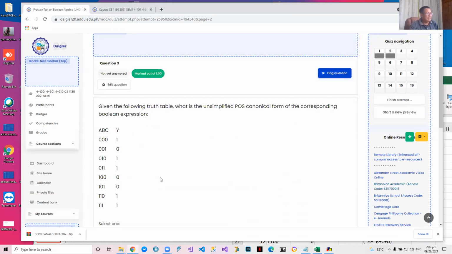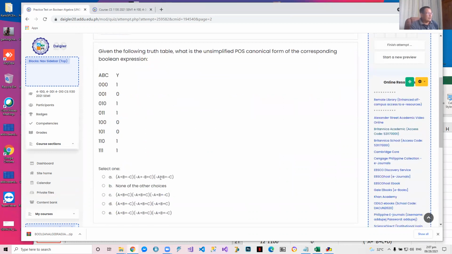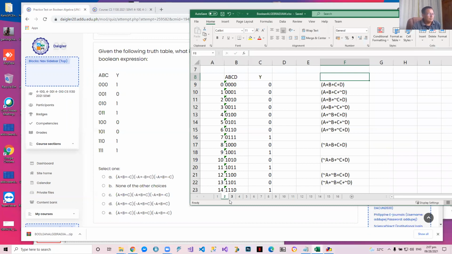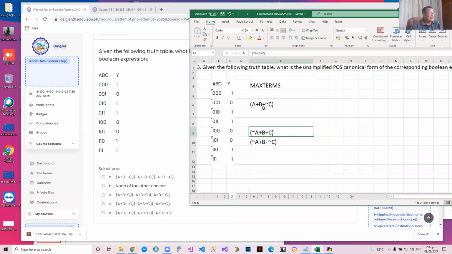It's number 3. What is the POS canonical form? We are already given the expression, so we don't need a circuit. Why? Because we can already write down the max terms. POS means max terms. SOP means min terms. We will have 1, 2, 3 max terms, right? So we have 3 max terms.